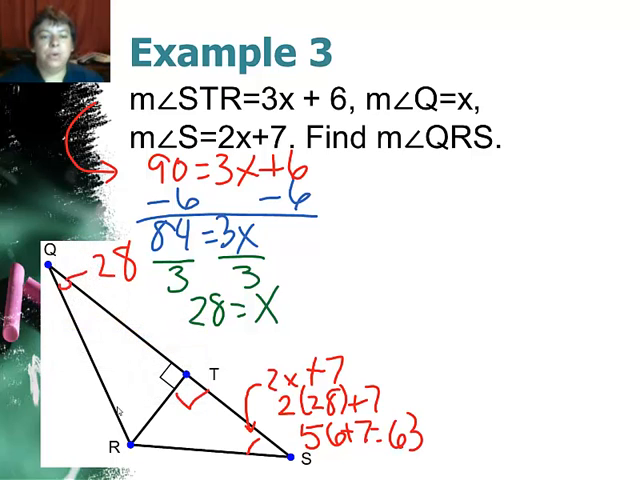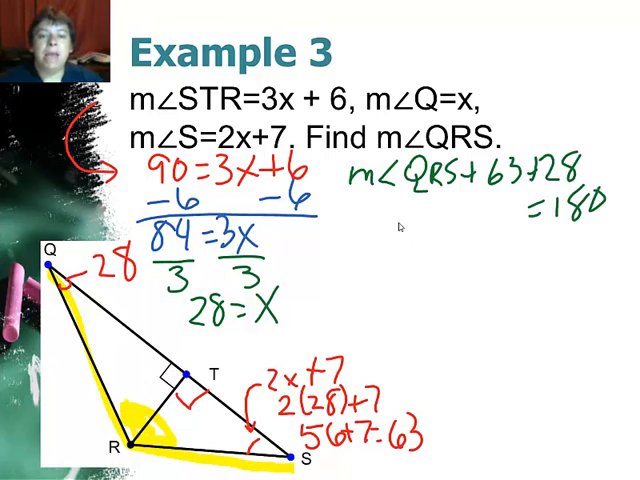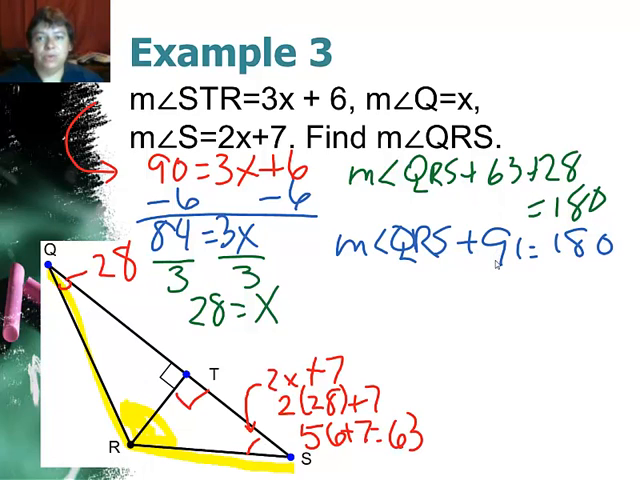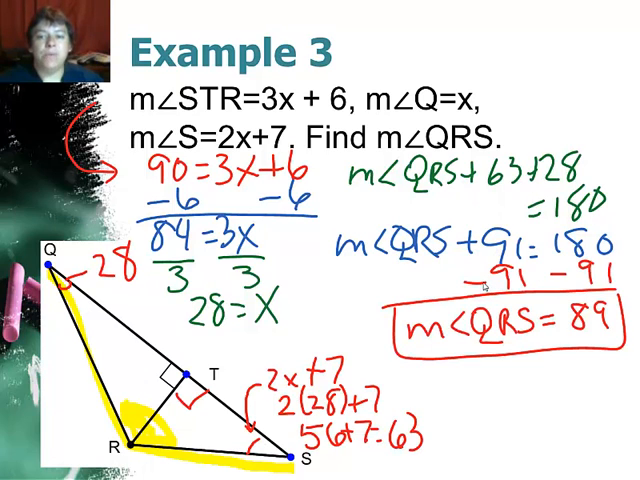Now they want to know angle QRS. Well, what is angle QRS? It's this angle right here. If you get stuck on your angles, always start from the first letter to the middle to the third, and you can see that that whole angle right there is what they're looking for. So I'm going to use the sum theorem for triangles that all angles add up to 180. And I have the measure of angle QRS plus 63 plus 28 equals 180. I combine 63 and 28, subtract 91 from both sides, and I get the measure of angle QRS is 89 degrees.